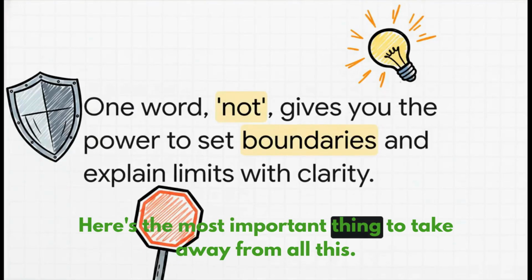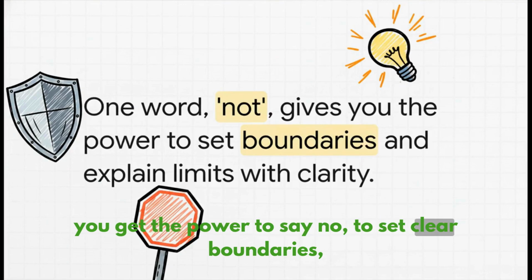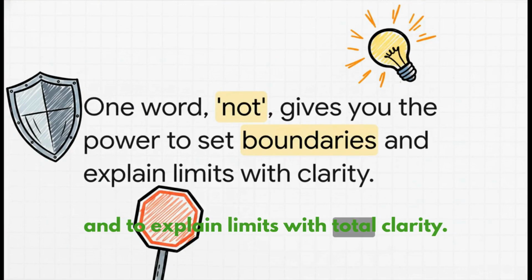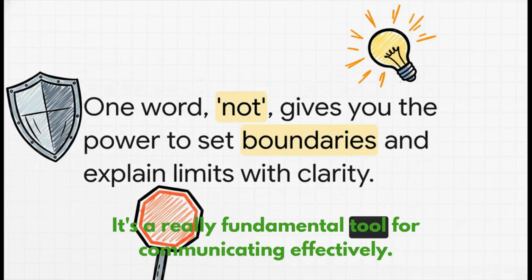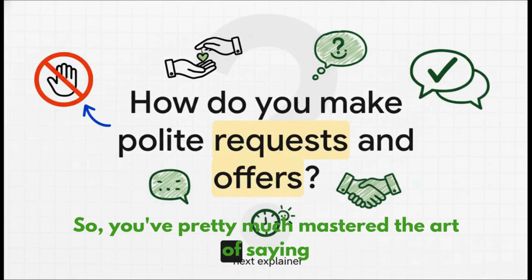Here's the most important thing to take away from all this. By just adding the word not to a modal verb, you get the power to say no, to set clear boundaries, and to explain limits with total clarity. It's a really fundamental tool for communicating effectively. So you've pretty much mastered the art of saying no.